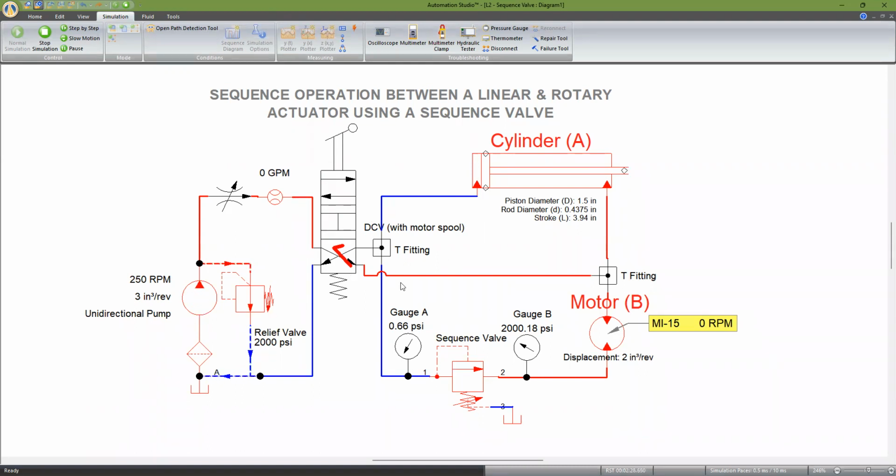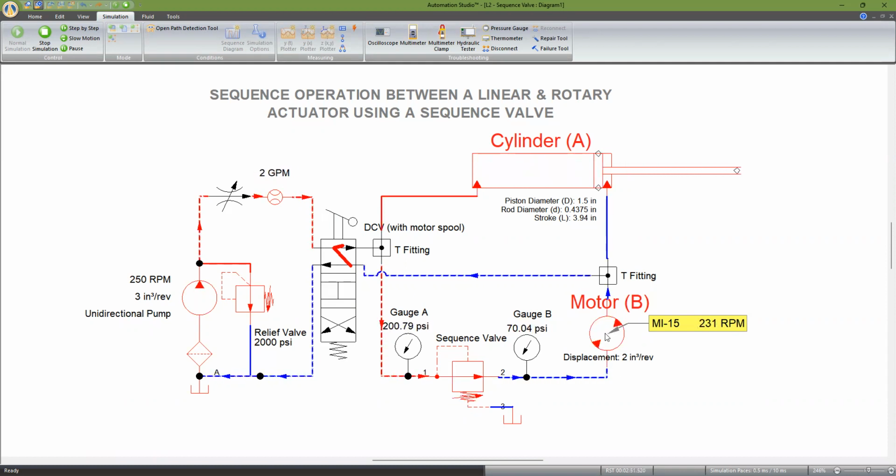During retraction, however, fluid will travel from the pump via this line, go to the rod side of the cylinder and this side of the motor, and eventually you see the fluid. If the fluid can flow back to the tank, you will see some rotation, otherwise you will not be able to see any rotations. So I'm going to check that out in 3, 2, 1.